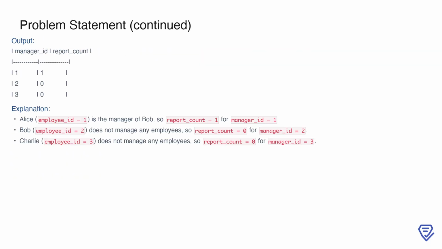Now, consider a second example where the employees table contains 3 rows. Alice, with employee_ID equals 1, is a manager and has Bob directly reporting to her. Charlie, with employee_ID equals 3, does not have a manager, as indicated by a null value in the manager_ID column. The output shows that Alice has a report_count of 1 because only Bob reports to her. Bob and Charlie, with employee_ID values of 2 and 3 respectively, do not manage anyone, so their report_count values are 0. This ensures that all employees are accounted for, regardless of whether they manage others.